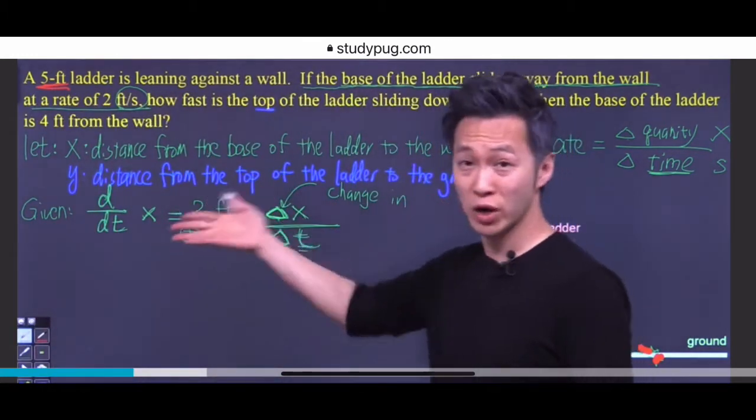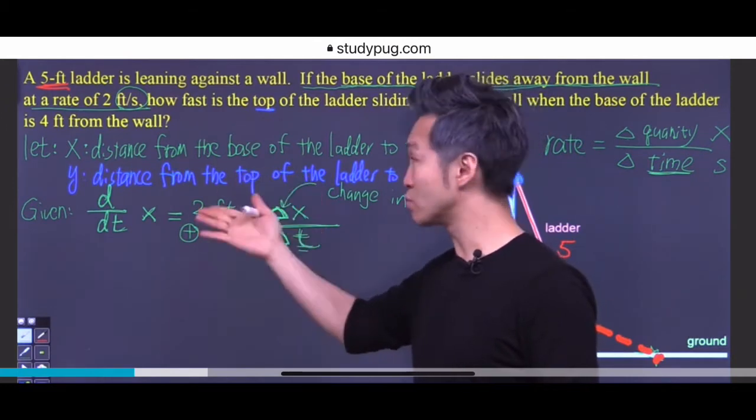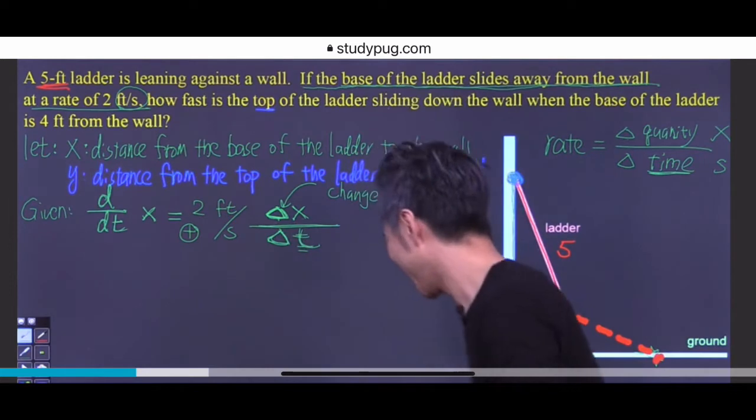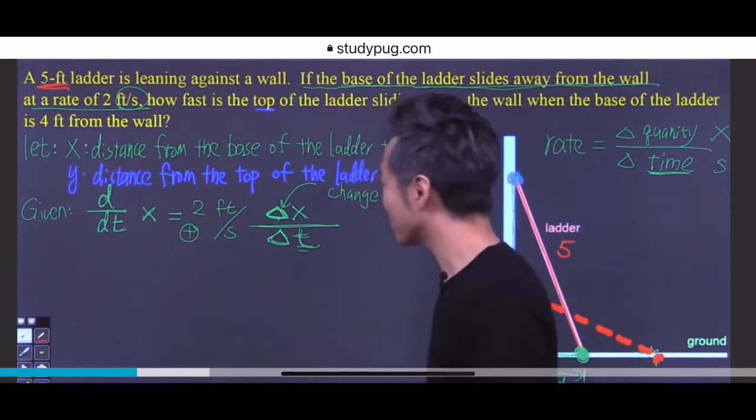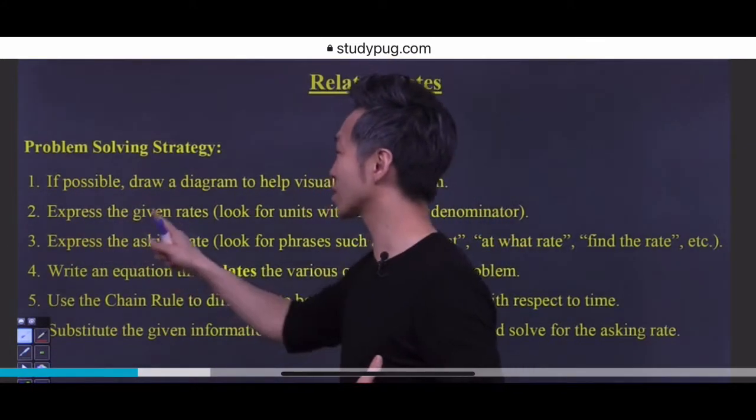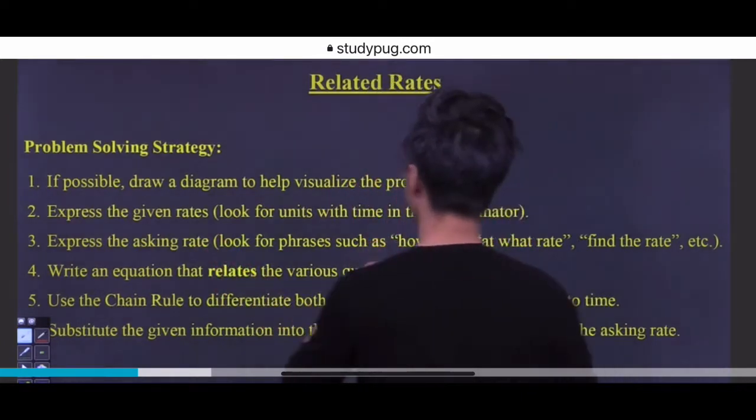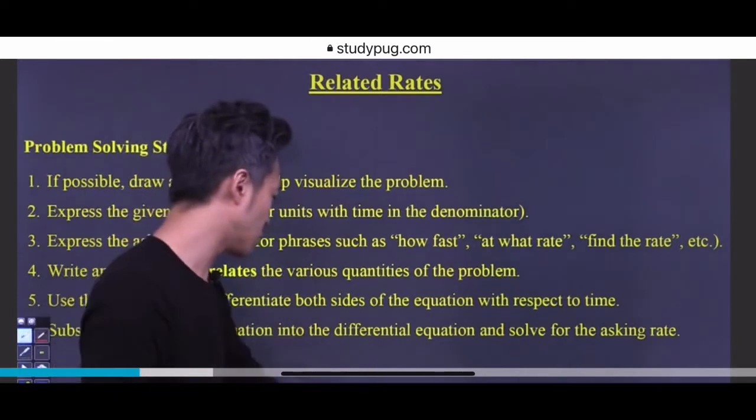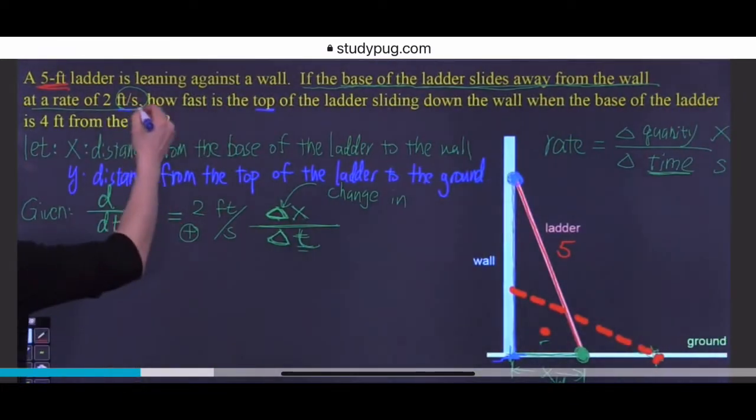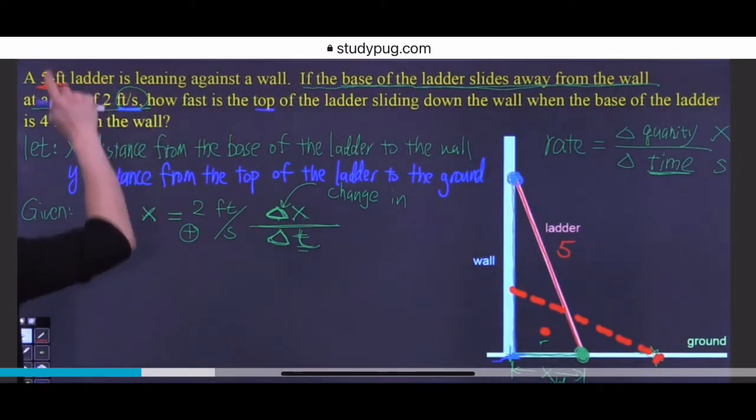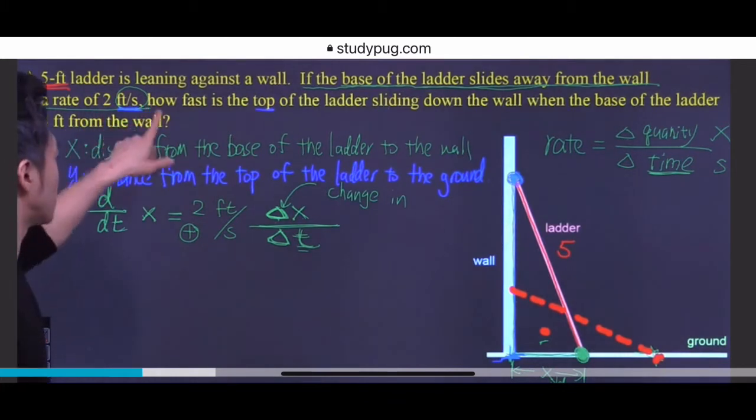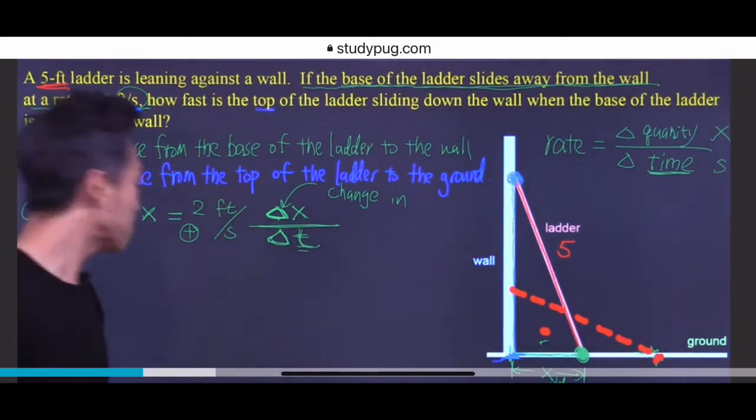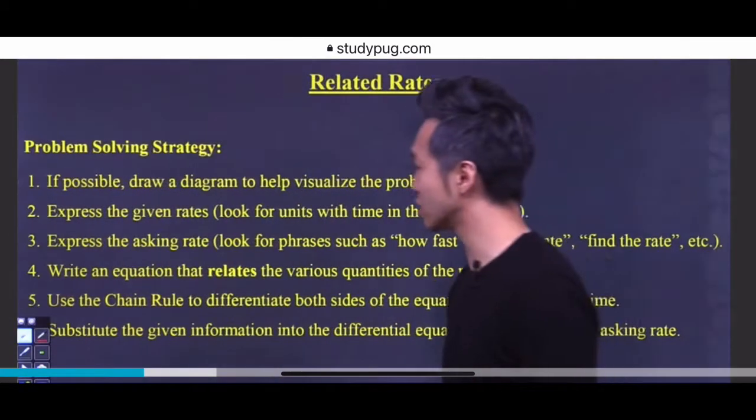So just express the given information, the given rate. In the second step, we want to express the given rate, right? So we want to look for the rate, feet per second, given by the question. In this case, 2 feet per second is referring to what? Dx over dt, right? Cool. Now, let's move on to the third step.